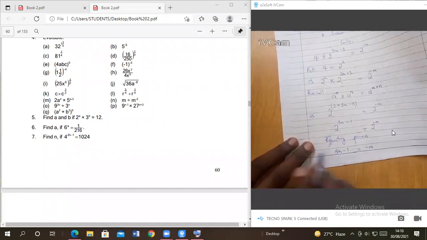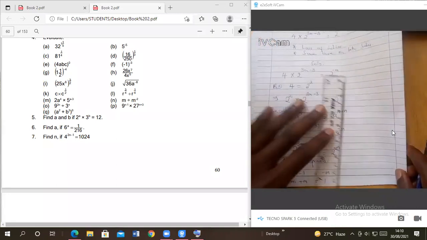So after that, collect the like terms. When you collect the like terms, you shall have 3m. This one, when it crosses the equation, becomes positive, so plus m equals 1. And then this negative one, when you cross the equation, becomes a positive.